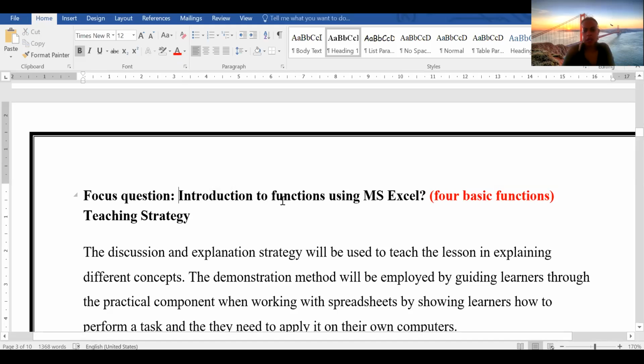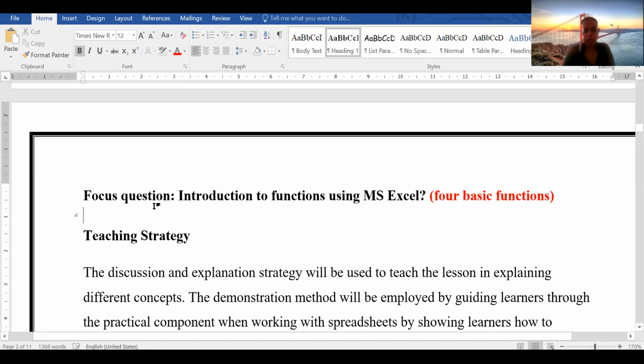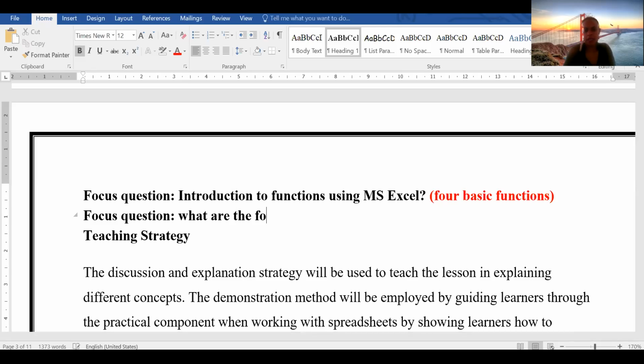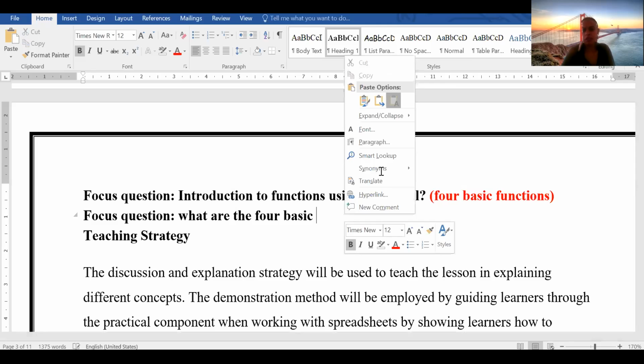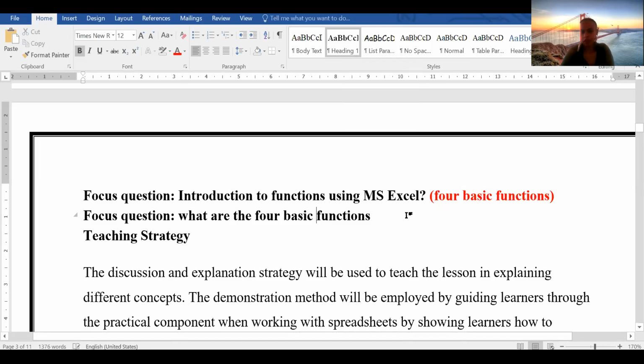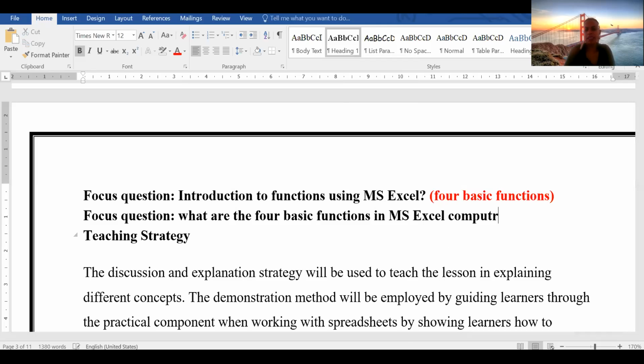Maybe, to make it into a real focus question, we can say, what are the basics? What are the 4 basic functions in MS Excel computations or calculations? What are just the 4 basic functions?